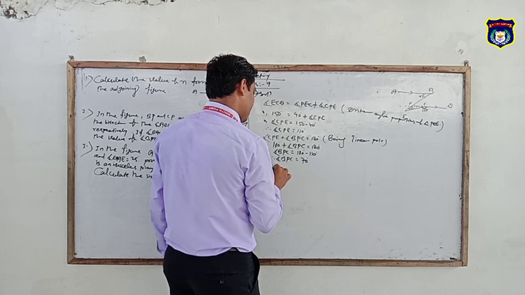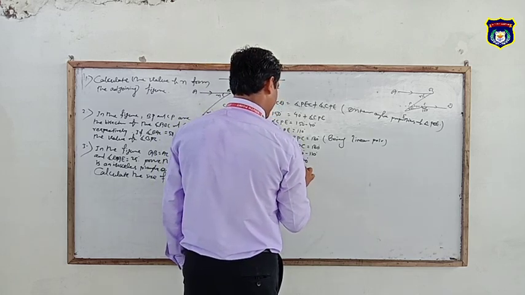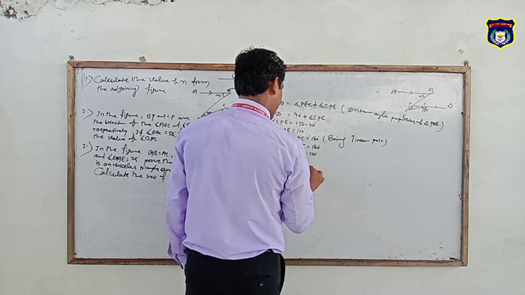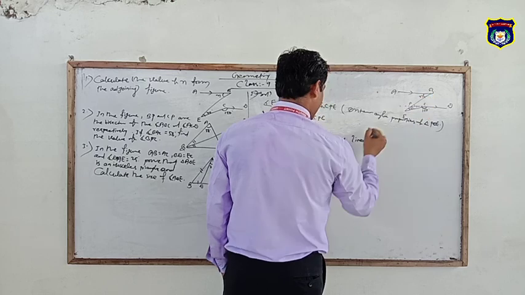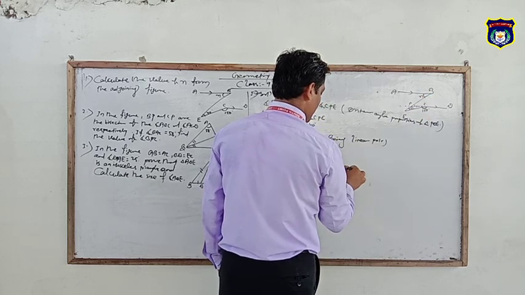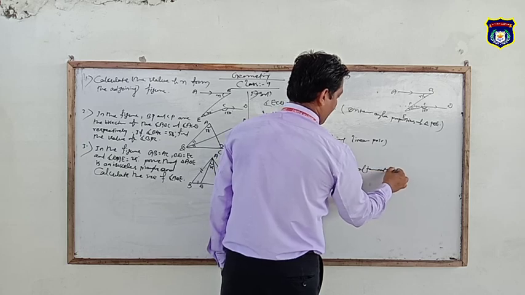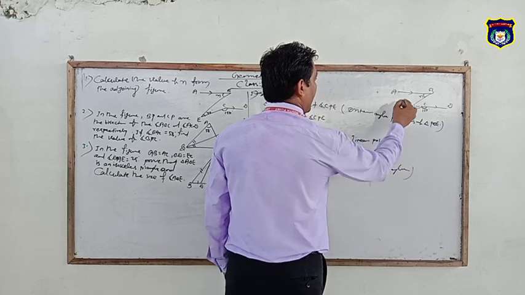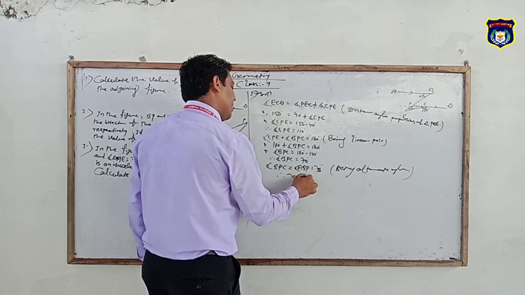After that, angle ABP equals angle BPC, which is 70. Why? Being alternate angles. And ABP, which is denoted by x, so you can directly write that x is equal to 70.